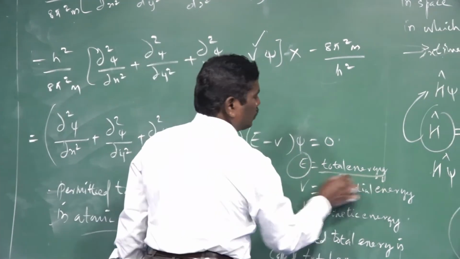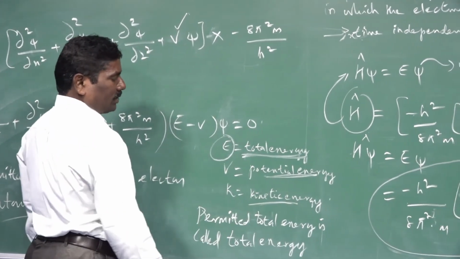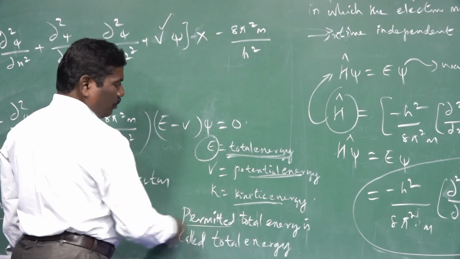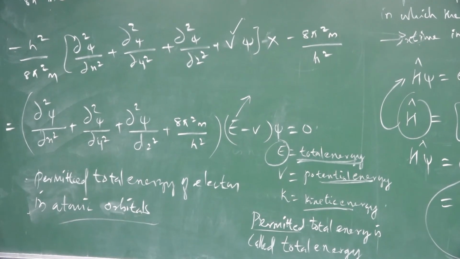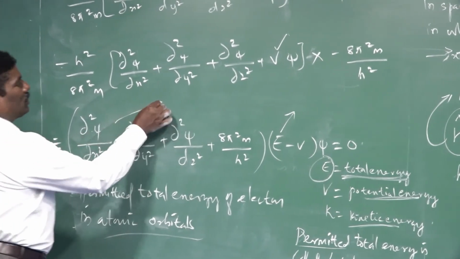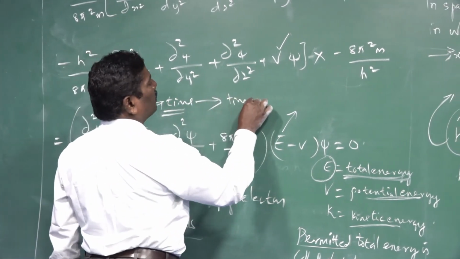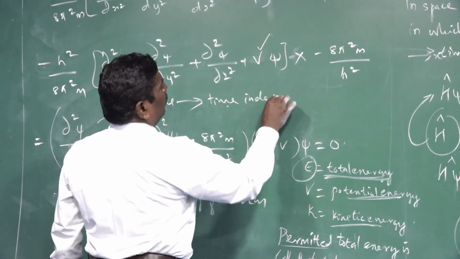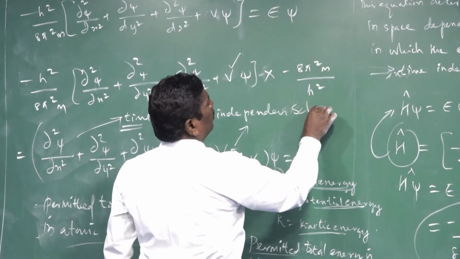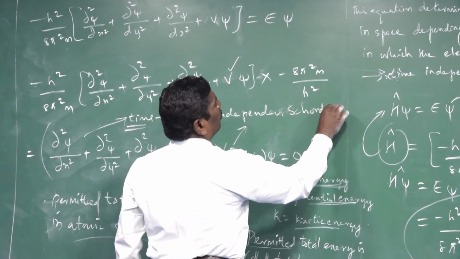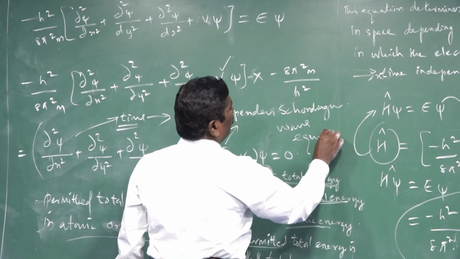You know the points here. E is nothing but the total energy of the electron, V is the potential energy, and K is the kinetic energy. This is the permitted total energy, the energy of an electron. This is time independent; there is no mention of time intervals. So it is the time independent Schrodinger wave equation.